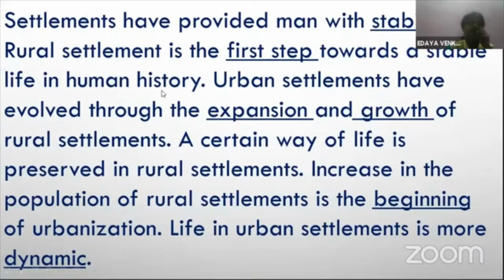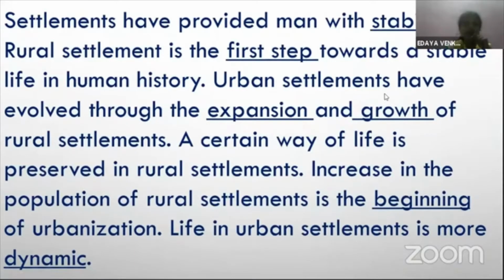Before rural settlement, there was tribal settlement, that is, the hamlet. Once man settled in a particular area where natural resources were available in plenty, he used those natural resources, and once they were finished, he shifted his settlement to some other place. That is tribal settlement. He used to roam from one place to another. But the next step after tribal settlement is rural settlement. He used to live a stable life in one place in a peaceful manner. So rural settlement is the first step towards a stable life in human history.